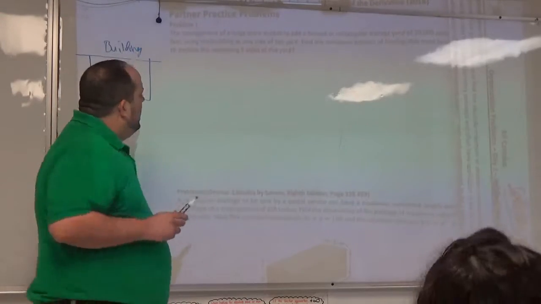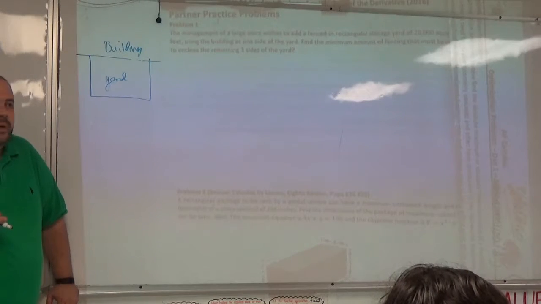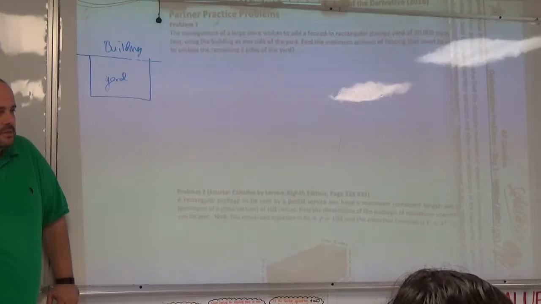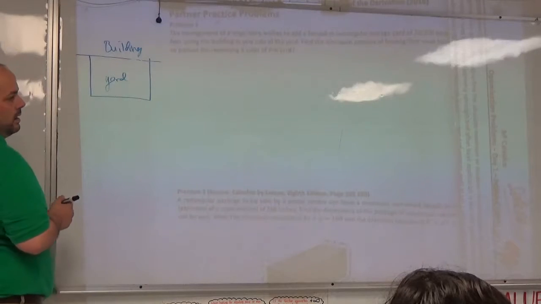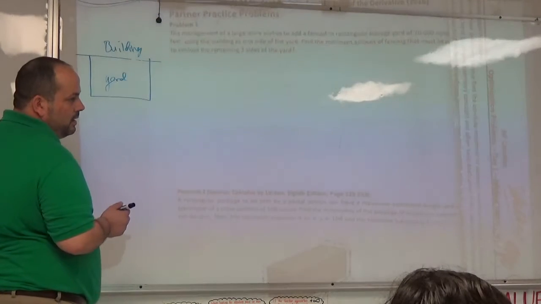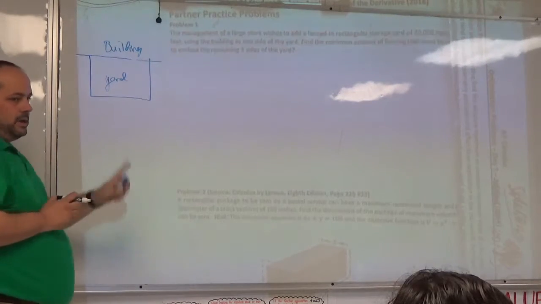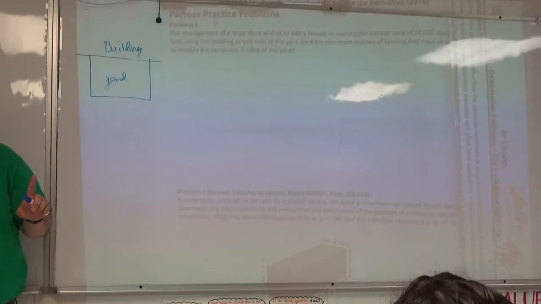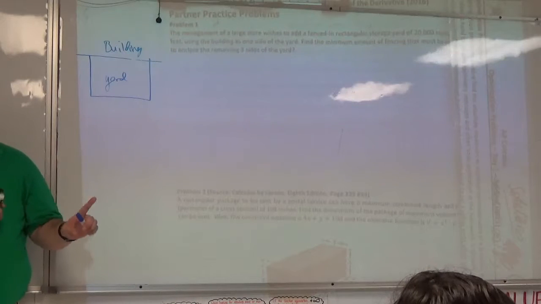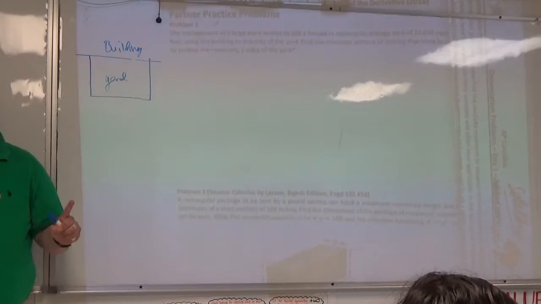So let's look at the information. I need a storage yard of 20,000 square feet. So how am I going to use this information? Celeste, what are you going to do? Set an equation that says 2L plus W equals 20,000. Okay, so I heard 2L plus W is equal to 20,000. How many guys would agree with her on this? We get some agreement here? Celeste, what does the 20,000 represent? Square feet. Area.